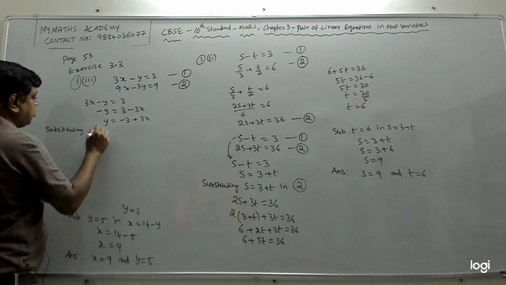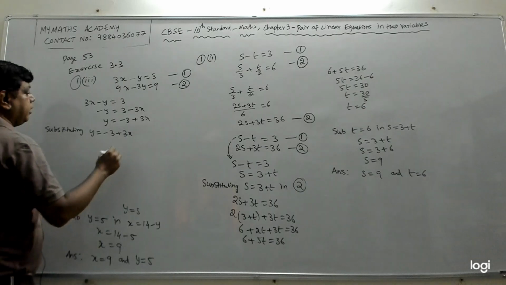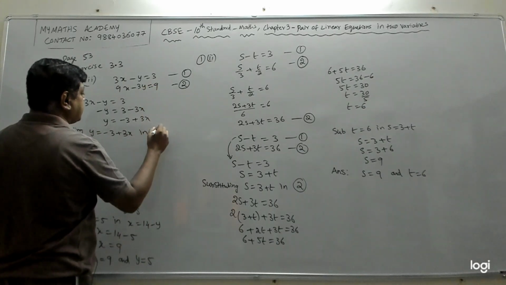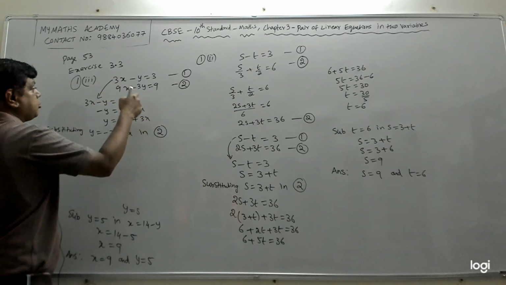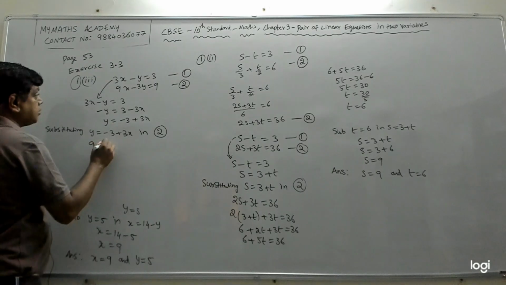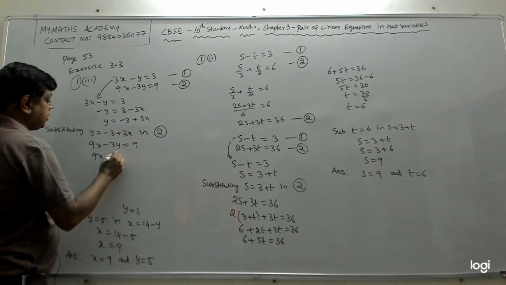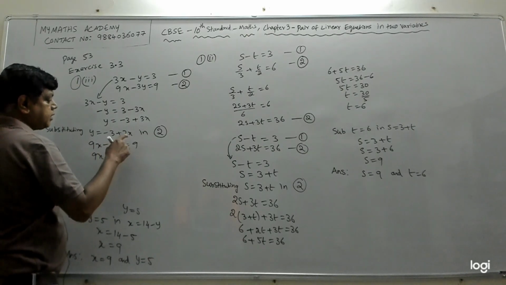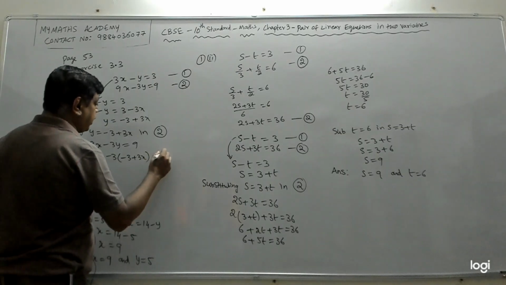Now substituting y is equal to minus 3 plus 3x in the second equation. So we took it from the first equation. Then we should substitute that. So if you substitute that, what do we get? We get 9x minus 3y equal to 9. So 9x minus 3 into what is y? y is minus 3 plus 3x, equal to 9.